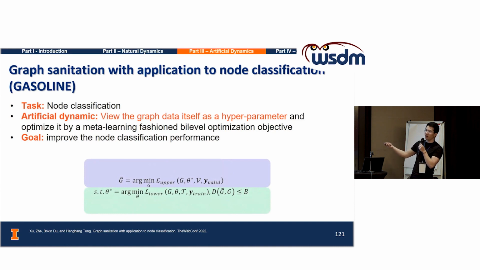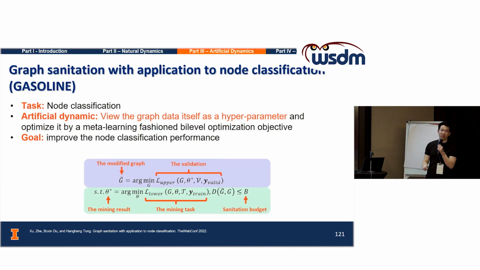Let's first take a look at the lower level problem. The lower level is a training procedure of maybe a graph neural network or any other graph mining models. We are given a graph, and theta is the parameter of our mining task. And we are given some training data, right? For node classification, some nodes will be labeled, right? And based on that, we can get a trained model. Here we present it as theta star. And the upper level problem is to evaluate whether this trained model can get good performance on the validation set or not.